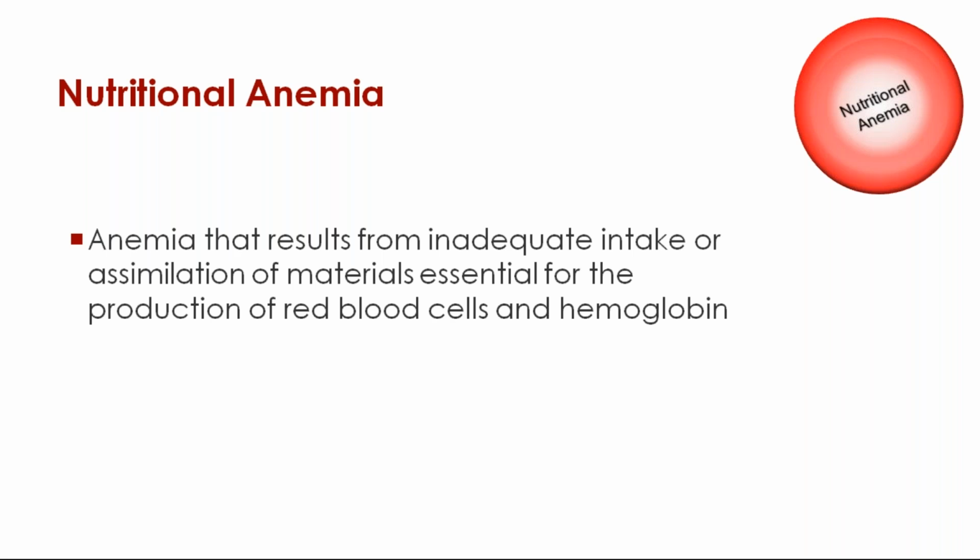When you say it is a nutritional anemia, it is the anemia that results from inadequate intake or assimilation of materials essential for production of RBC and hemoglobin. So the causes like hemolytic and blood loss you can just eliminate. Here the cause is definitely inadequate intake or assimilation, because either intake is good but it's not getting into the body, malabsorption or some other reason. Assimilation means absorption and getting integrated into the hemoglobin. So this is the definition of nutritional anemia.